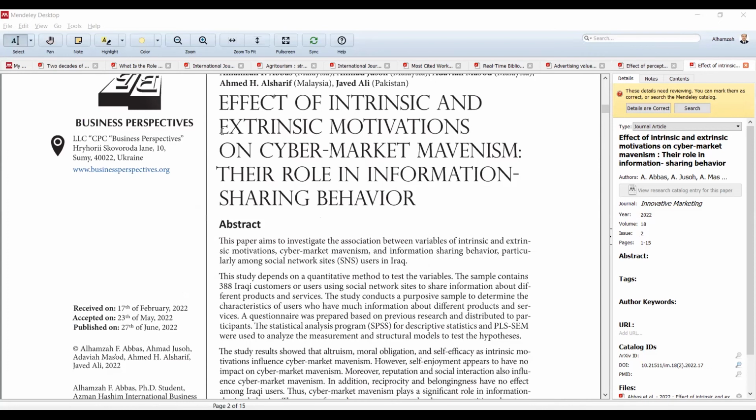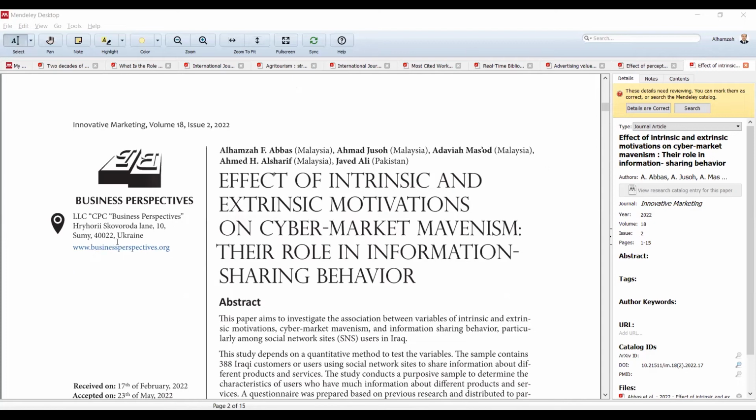So as you see here, this is the title. The first thing I did was go to the journal and read the guidelines. It is Innovative Marketing. You see, this is Innovative Marketing, the journal, and Business Perspectives is the publisher. Innovative Marketing is the journal under this publisher.